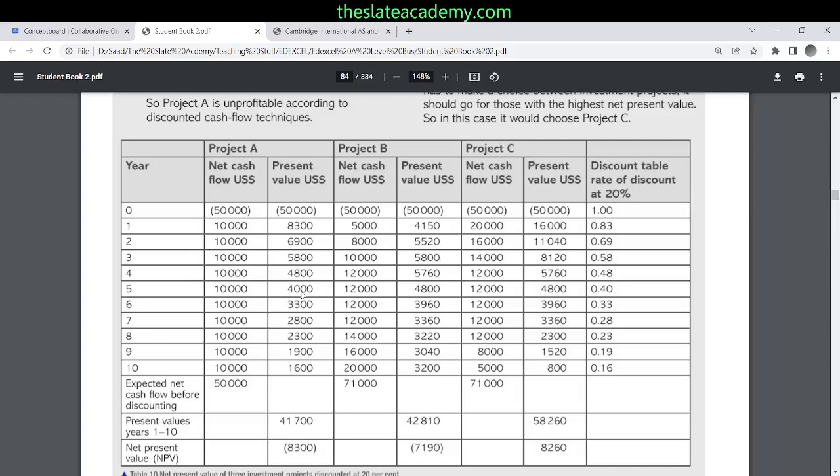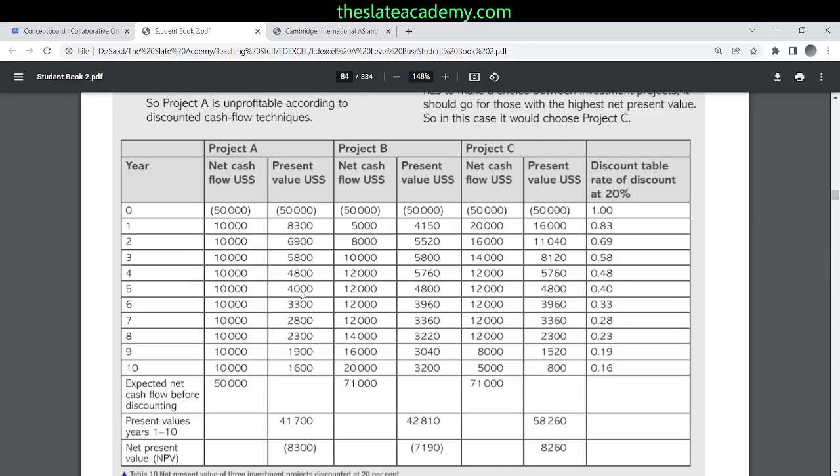So you're basically using both, right? We are using a mix of the two: the discounted net present value of cash flows and the method of payback. It's called discounted payback.